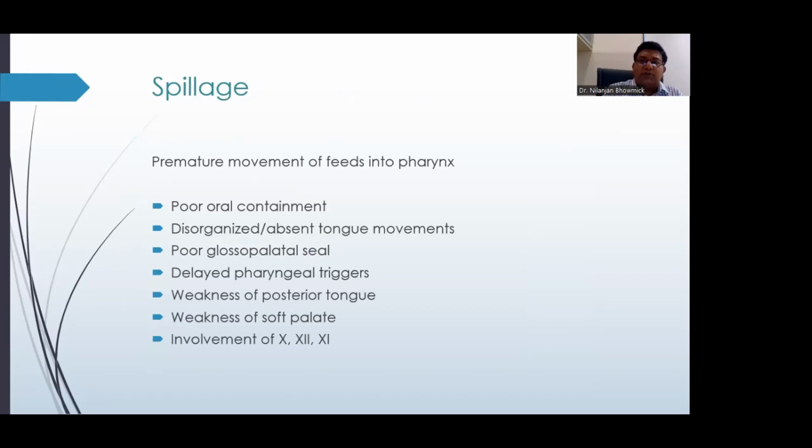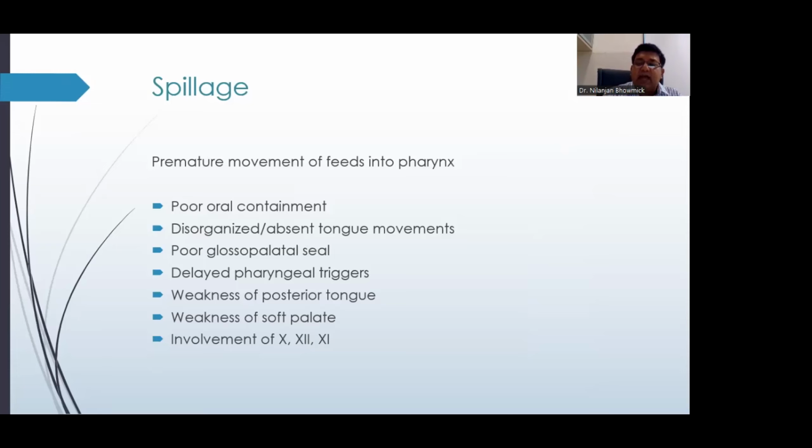So let's talk about spillage, which is premature movement of the feeds into the pharynx. Now we have already discussed the fact that the posterior tongue during the oral preparatory phase rises up and seals off the pharynx so that the food does not slip inside. But when this is not happening effectively enough, part or the whole bolus can spill over into the pharynx even before the patient has initiated a swallow. This is what is called spillage.